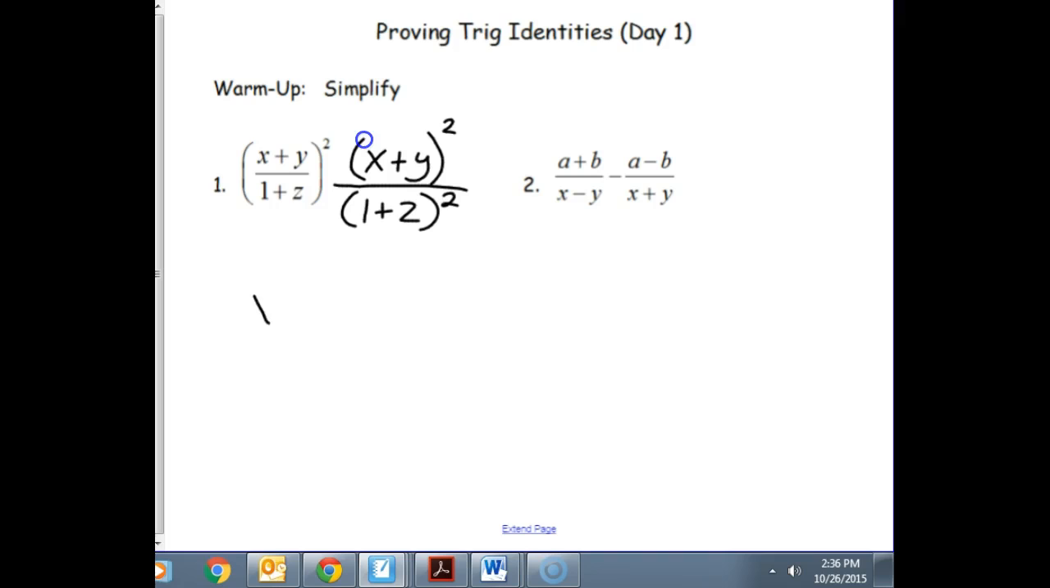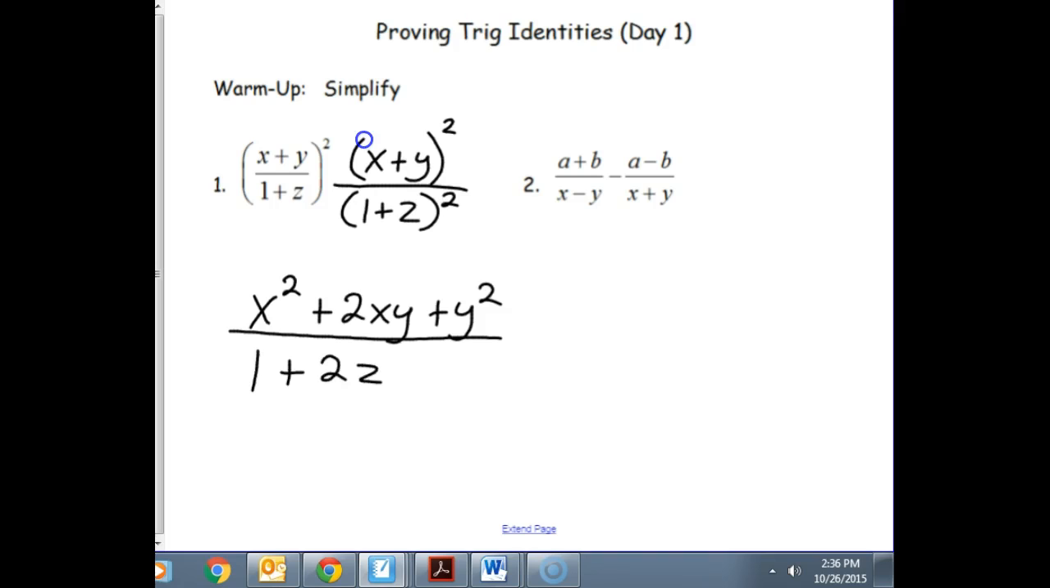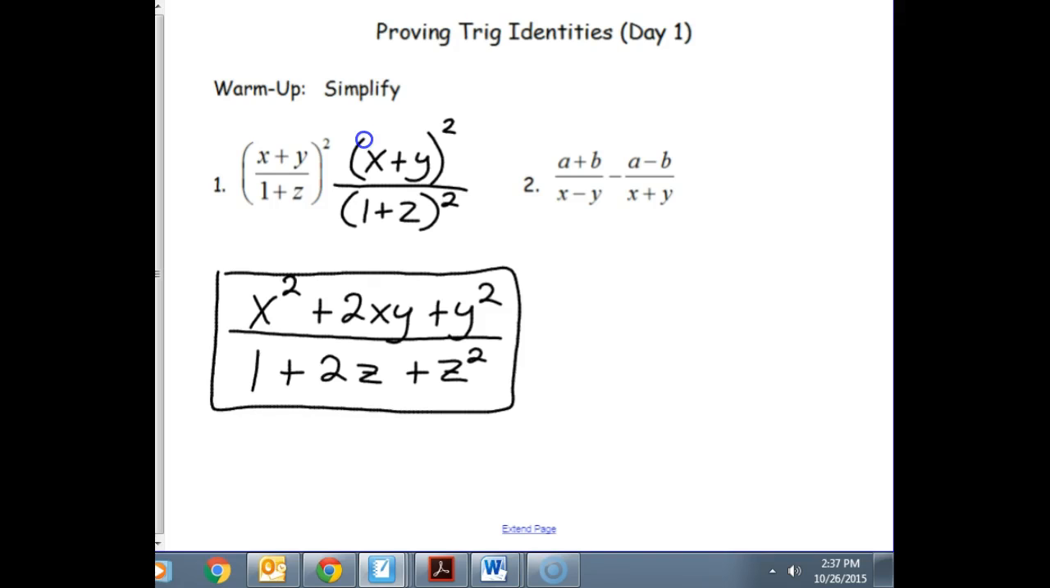The top would be x squared plus 2xy plus y squared, divided by, let's see, that would be 1 squared, which is 1, plus 2z plus z squared. Nothing can actually reduce, so that's all she wrote.